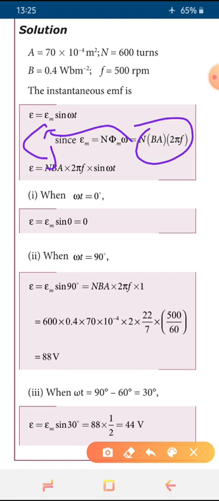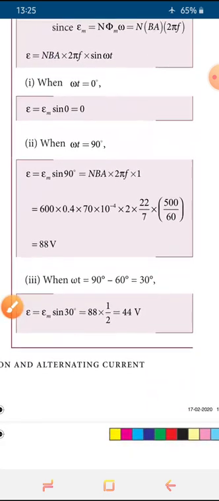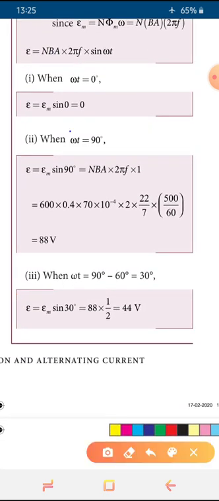And what is the second one? It is parallel to the field. If it is parallel to the field, the omega t value will become 90 degree. Then we are substituting in this equation. Then epsilon is equal to epsilon m sin 90 degree, which becomes 1. Then what is epsilon m? NBA 2 pi f into 1. The equation will become NBA 2 pi f.